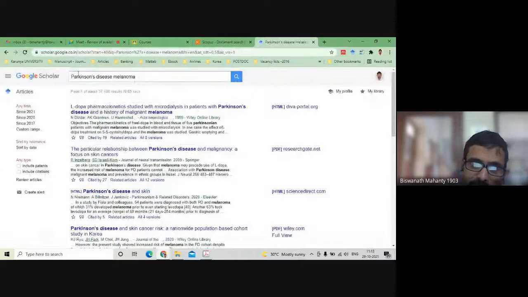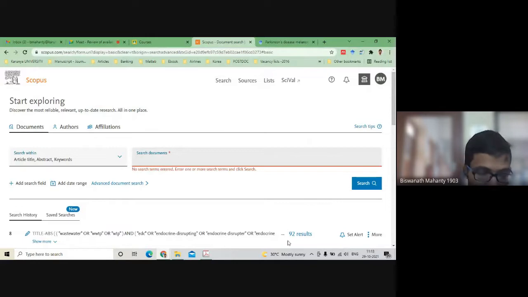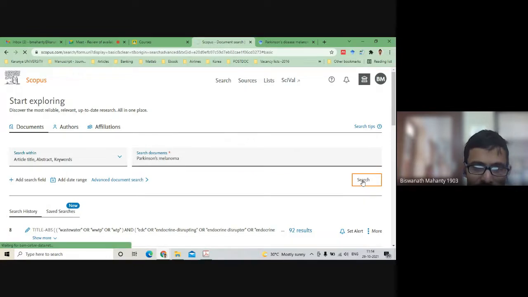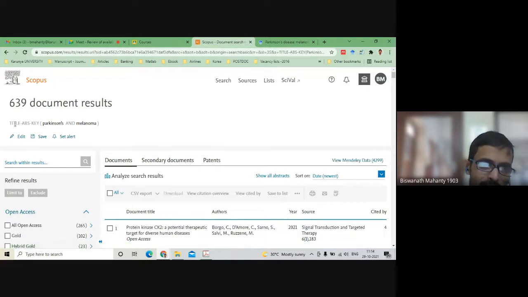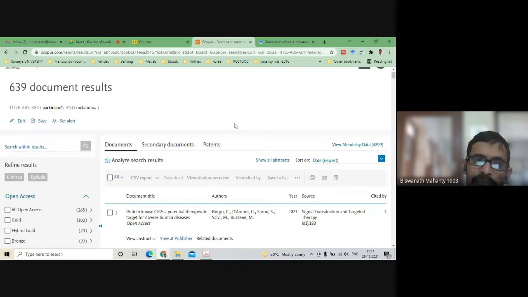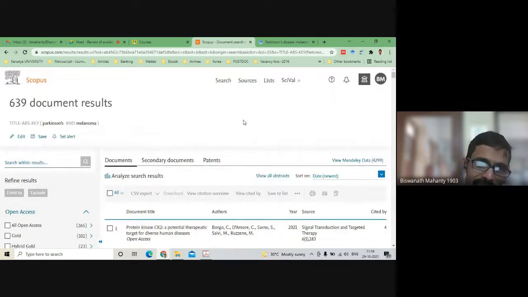Now I'm coming to Scopus, because it is a very good one. You see, if I say Parkinson's disease, I think disease is redundant, I don't need it. Melanoma is, of course, what you are looking for. So I am looking for articles on Parkinson's and melanoma, searching article title, abstract and keywords. That means in all the papers, the Parkinson's terms will be there and melanoma should be there. You see how many articles I am getting? 639 articles. This is a very big number, of course.